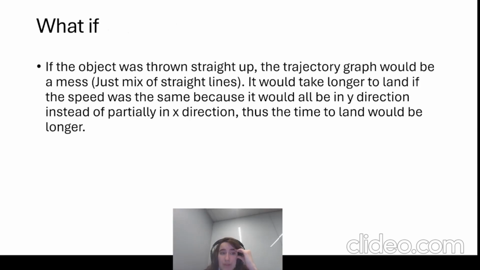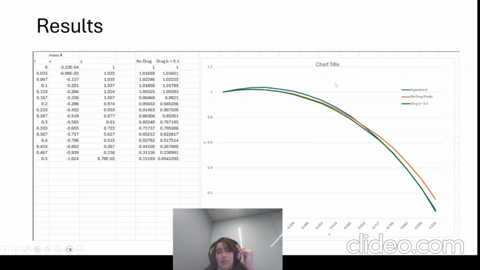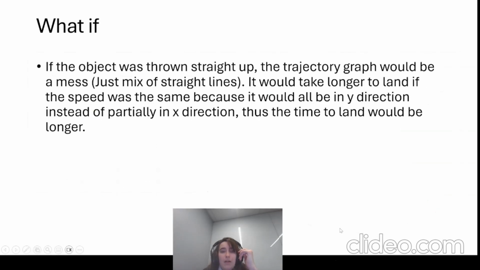What if the object was thrown straight up? The trajectory graph would be a mess, just straight lines. It would take longer to land if the speed was the same, because it would all be in the y direction instead of partially in the x direction. Thus the time to land would be longer, because we released it with the same speed, just up. So it takes a longer time to fall.